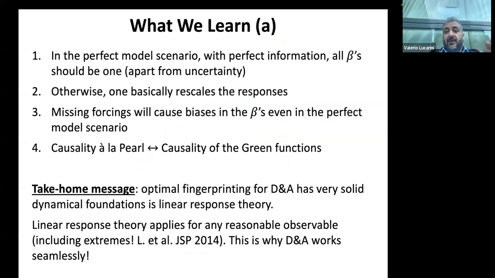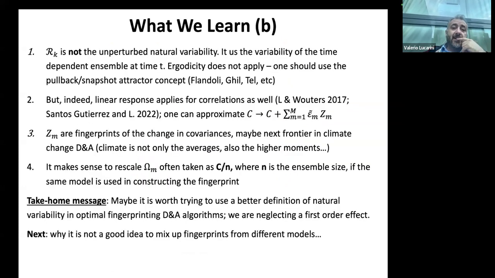Now, what we learn, as I said, is that we understand why, in the first place, we can write this linear regression problem. We understand much more the nature of variability. There is a link between the causality à la Pearl and the causality of the Green functions. This is an interesting aspect. And there are many other aspects one can infer, and we can use this framework to perform. This has not been done yet.